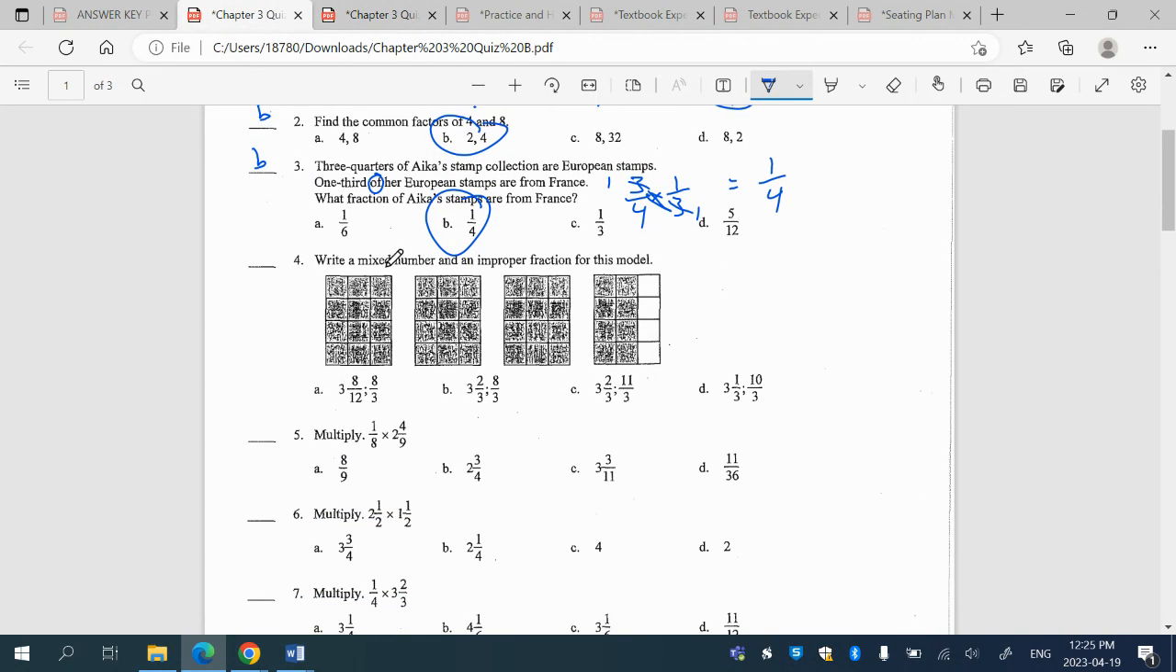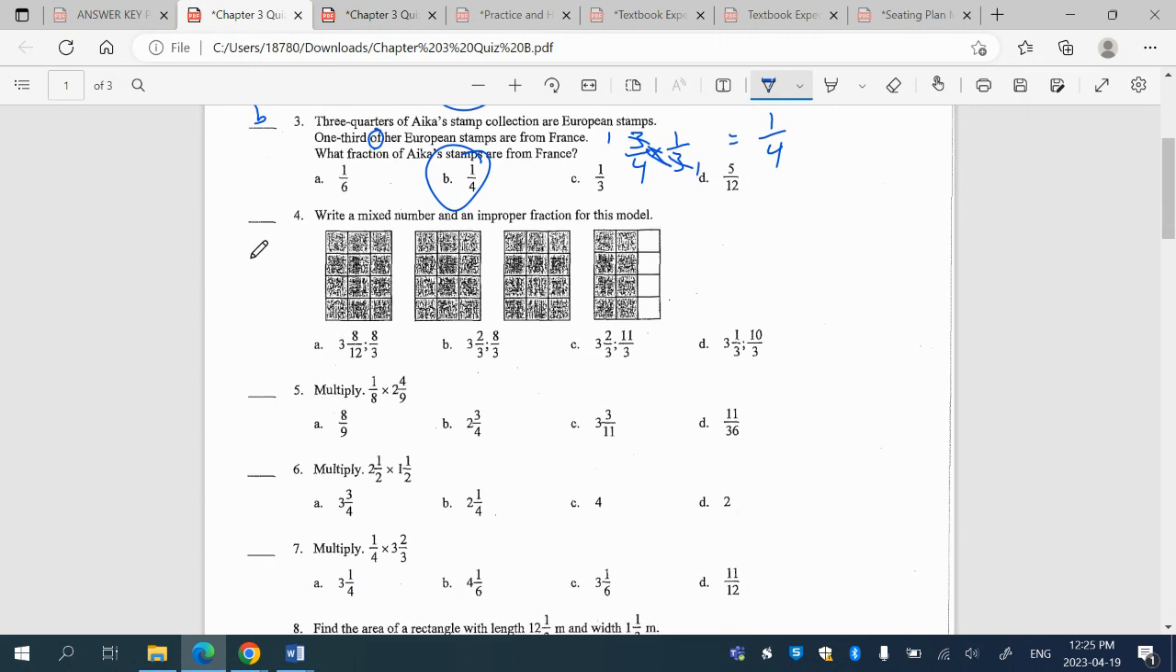This next one is the same on each of them as well. I would start by saying, okay, write a mixed number and an improper fraction for this model. So we're looking for a mixed number, which is going to have a big number and then a fraction beside it. And then we're looking for an improper one, which means that the top number is going to be bigger than the bottom number. So we know it's 3 because I can see there's 3 full colored in ones right here. That doesn't really help us because all of the answers have 3. So it's going to rely on this one right here.